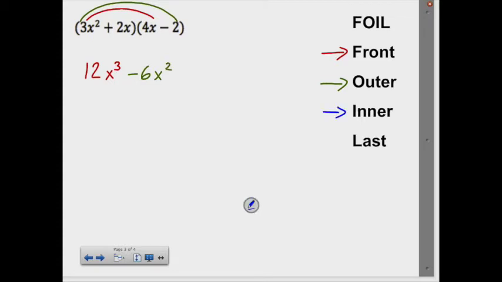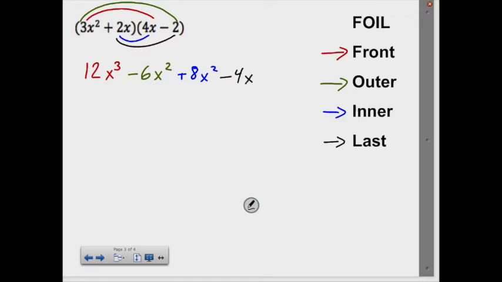Now we want the inner terms. So I'm going to do these two. They're on the inside of the two binomials. So that's just going to be 2 times 4. That's just going to be 8. X times x is x squared. Last but definitely not least, we want the last two terms. So positive 2 times negative 2 is negative 4. X times, there's no x there, so just x.